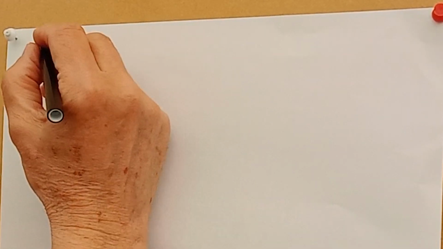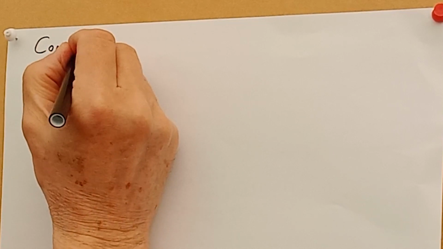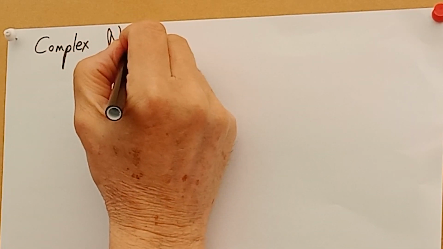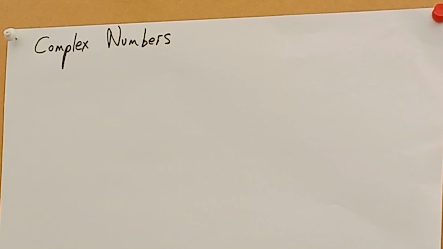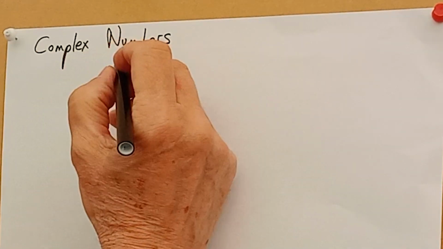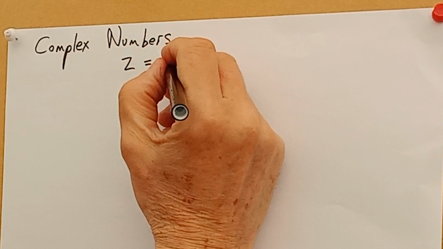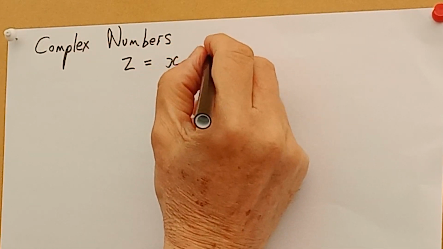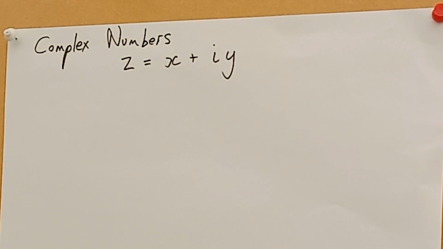So today's video is about the exponential form of complex numbers. Complex numbers are just numbers which have a real part and an imaginary part, and they can be written in different ways. The standard form is z, a complex number, equals x plus iy, where i is the square root of -1.